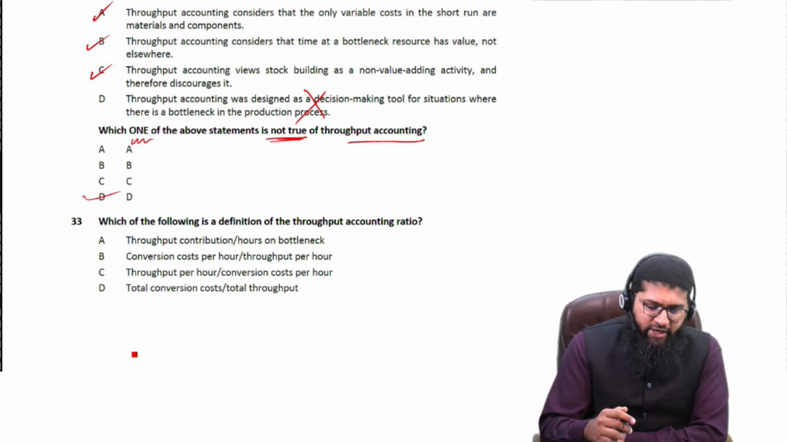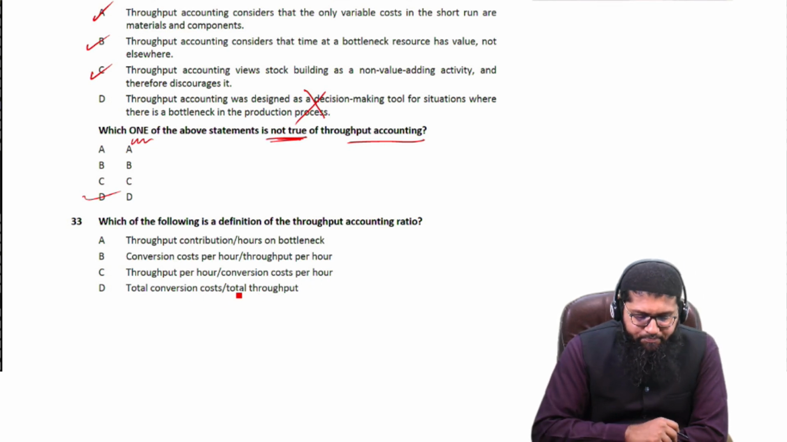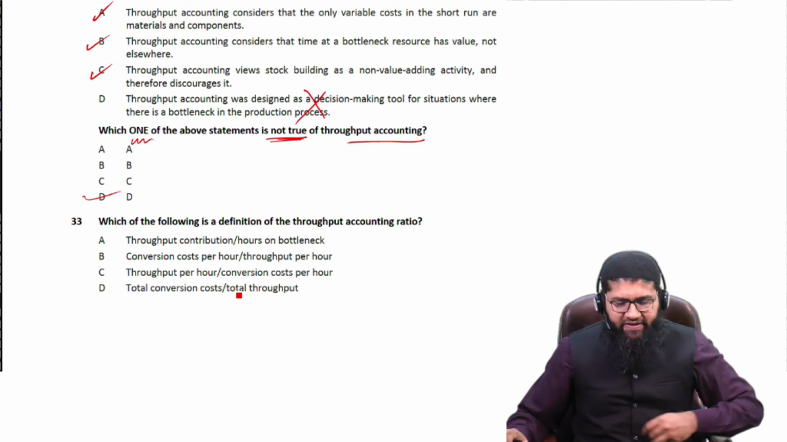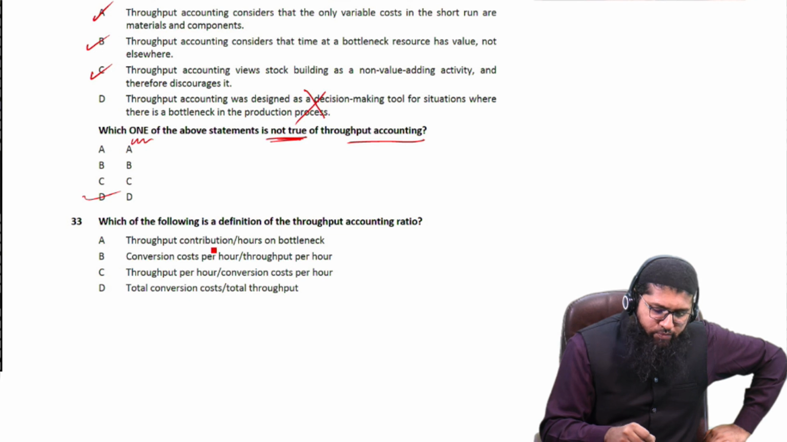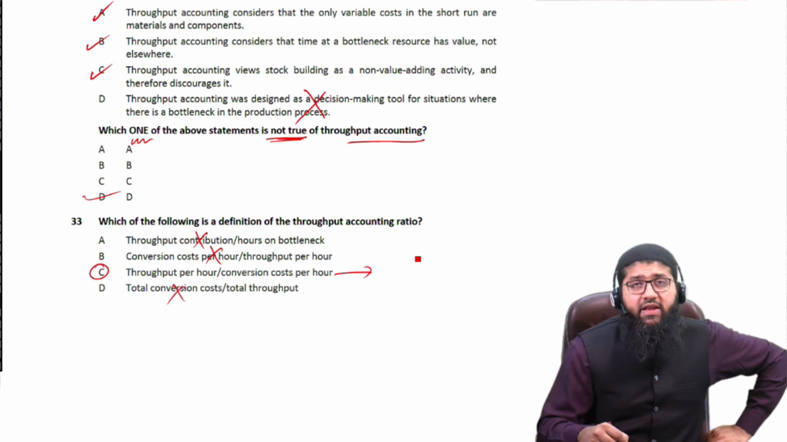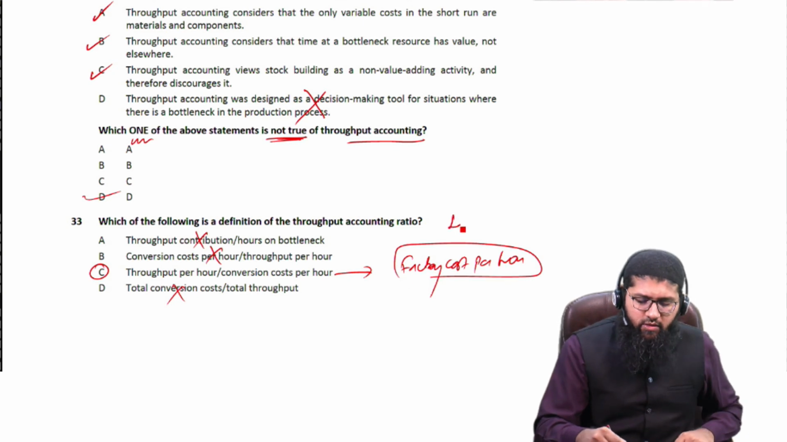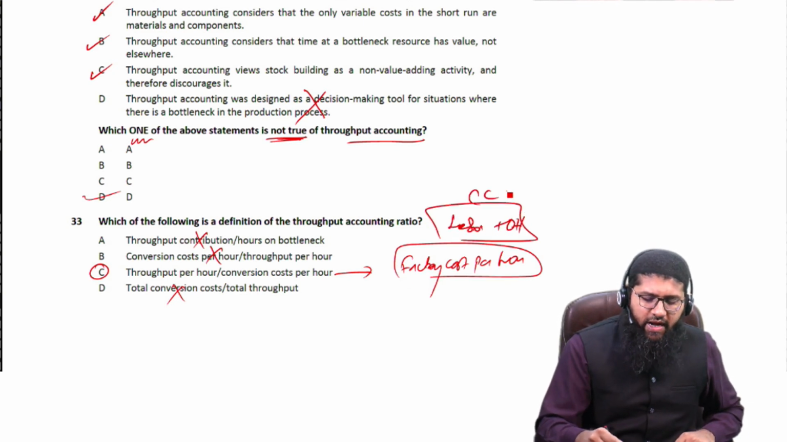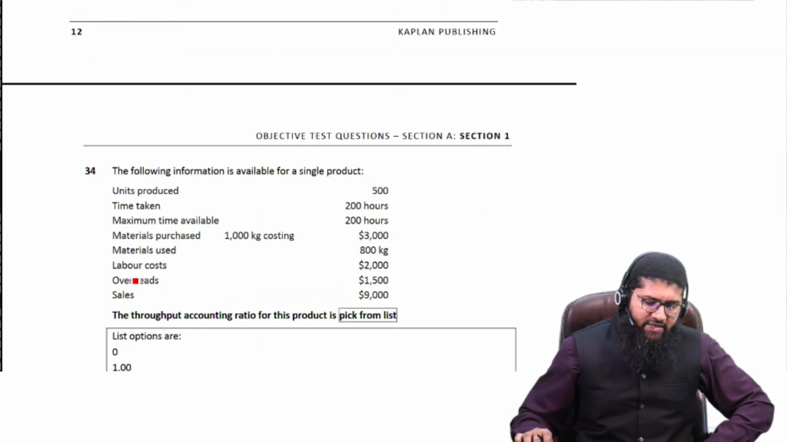What is the definition of the throughput accounting ratio? It says throughput contribution divided by hours. No. Conversion cost per hour divided by throughput, no. Throughput per hour divided by conversion cost per hour. Total conversion cost, now this is also not there. So with respect to this, we generally read it like this: factory cost per hour, and the factory costs include labor plus overhead, and that could also be considered as a conversion cost. So yes, C is the correct answer.